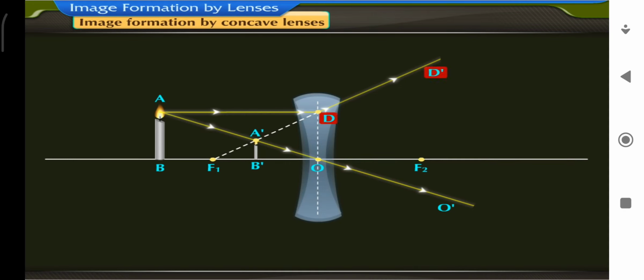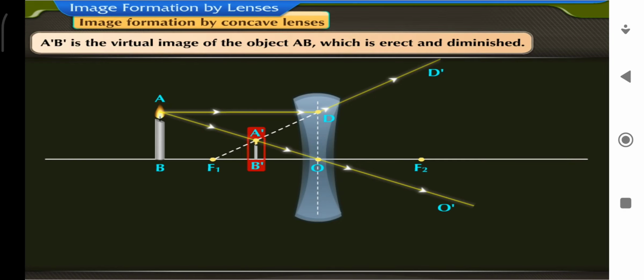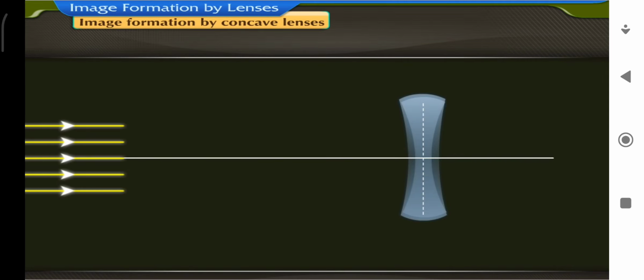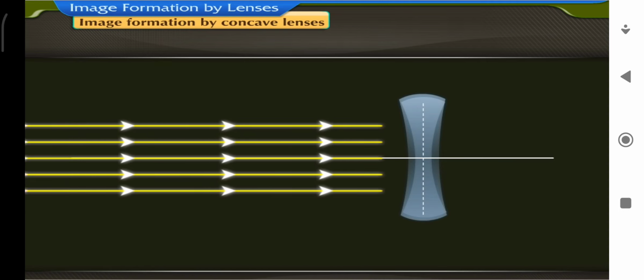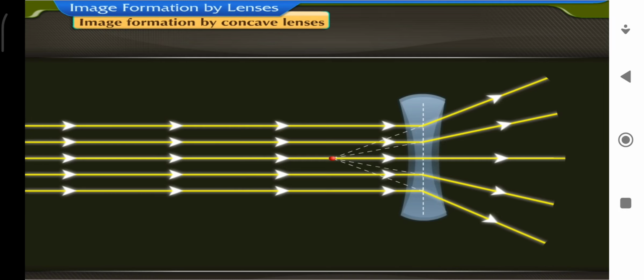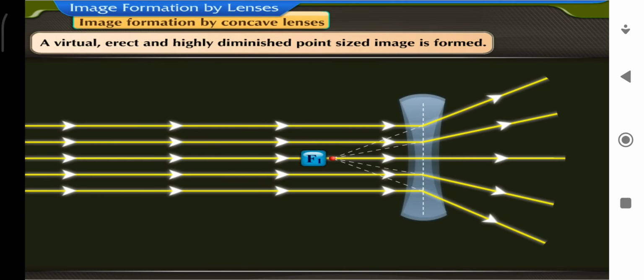The two rays DD' and OO' do not actually meet at a point but appear to meet at a point A', which is the virtual image of the point A. Hence, A'B' is the virtual image of the object AB, which is erect and diminished. If the object is placed at infinity, the rays coming from the object are such that they are parallel to the principal axis of the concave lens. The rays appear to diverge from the focus f1. Thus, a virtual, erect, and highly diminished point-size image is formed.